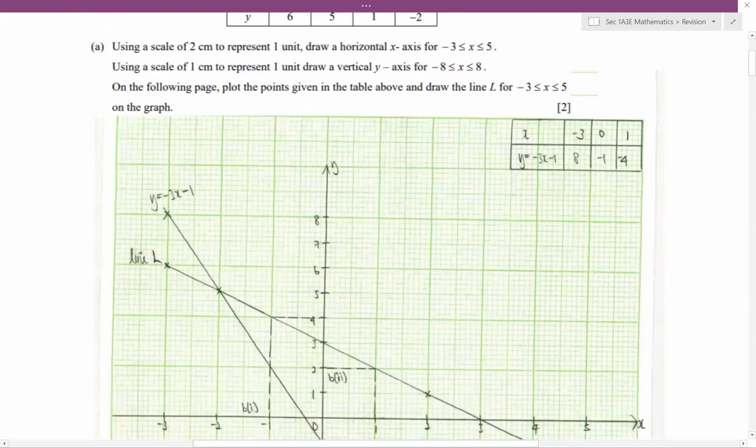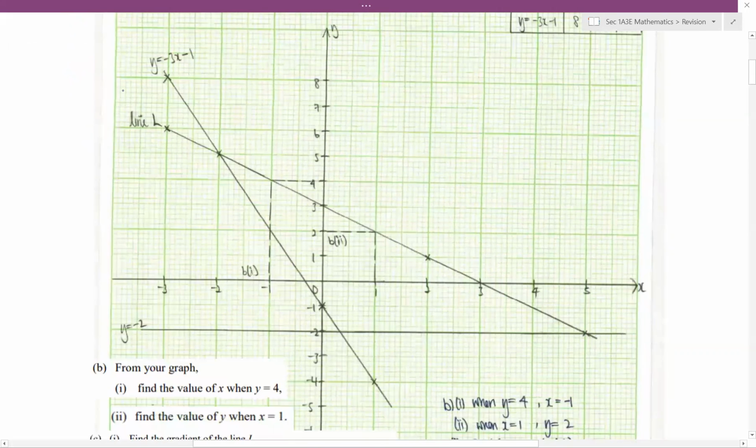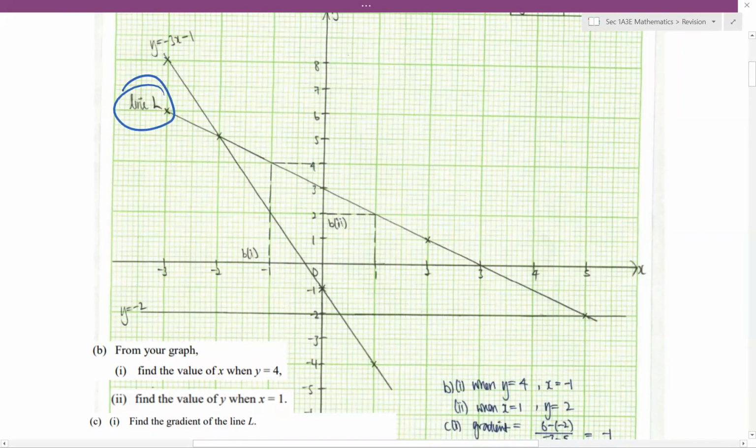So that will give us a total of 3 marks. And please label as well. In this case, it is called line L. We don't know the equation.